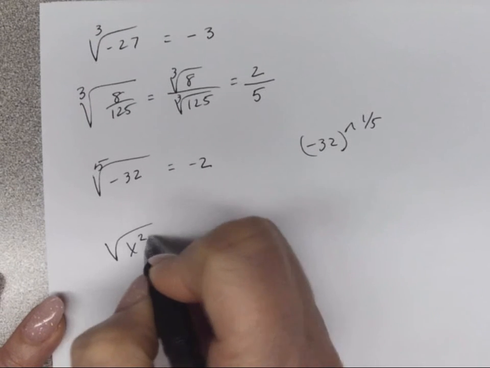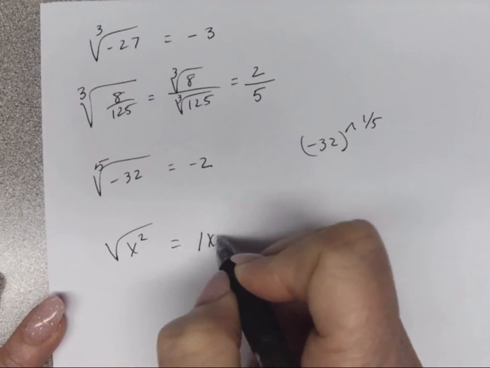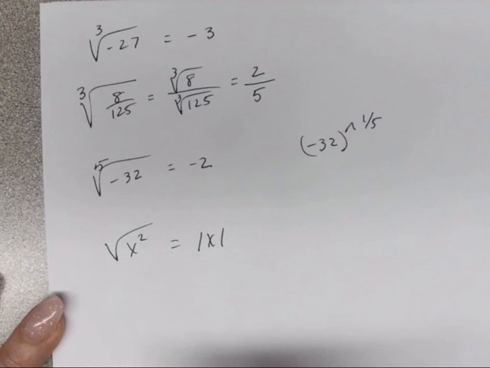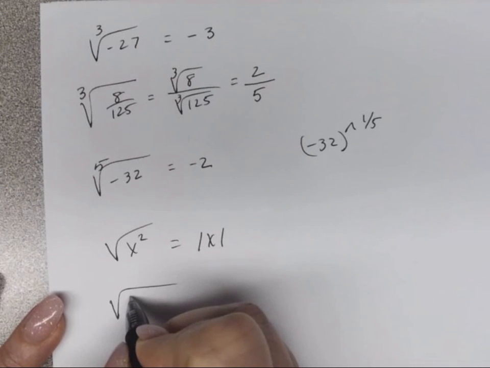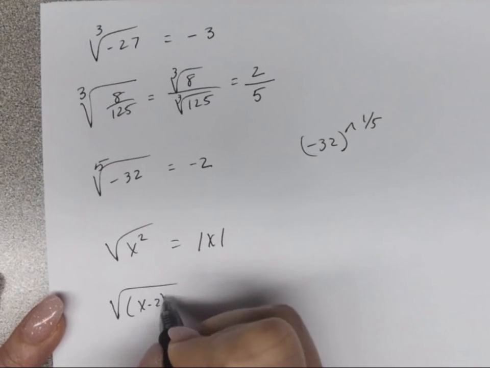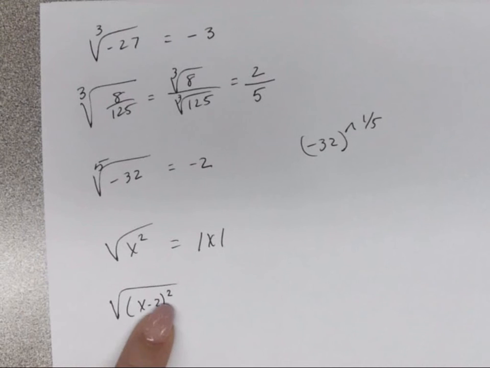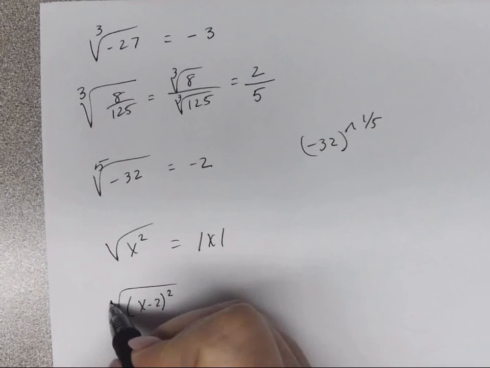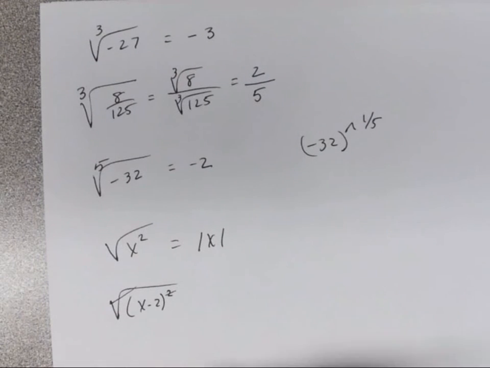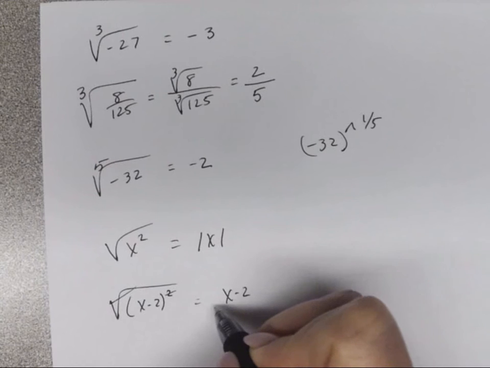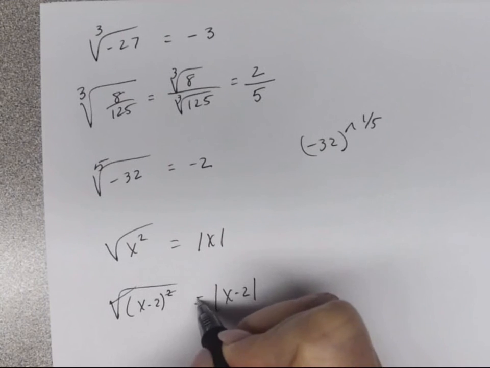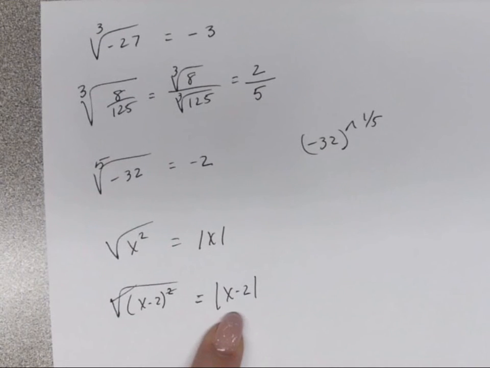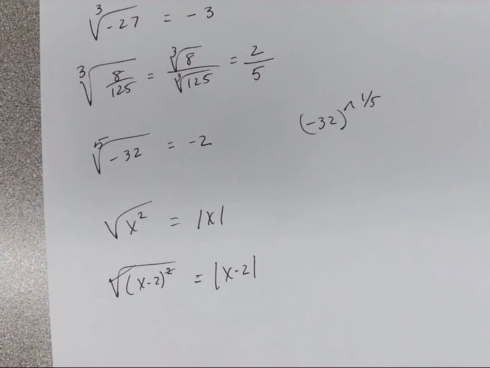For the homework, the square root of x squared would be equal to the absolute value of x. And then if we have something that looks like this, we can take the square root of something squared. This will take care of that square, so you're going to get x minus 2. But in the homework, they're going to want that absolute value because you don't know what the value of x is, which is why they're doing that.